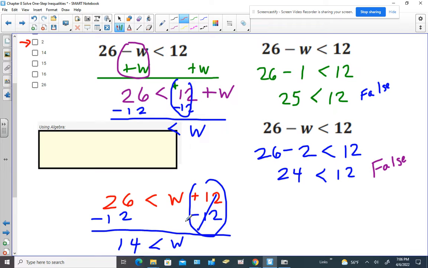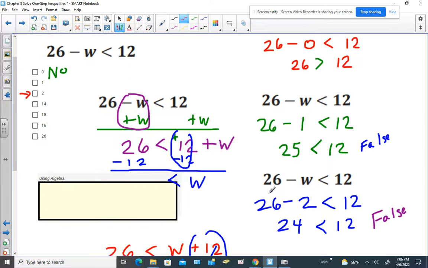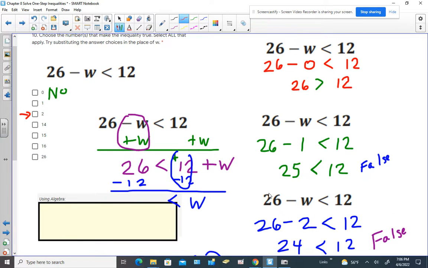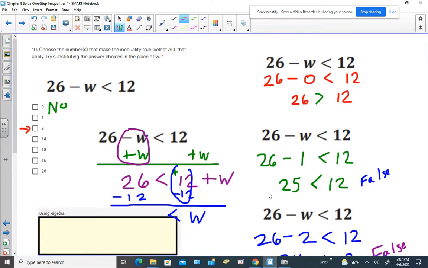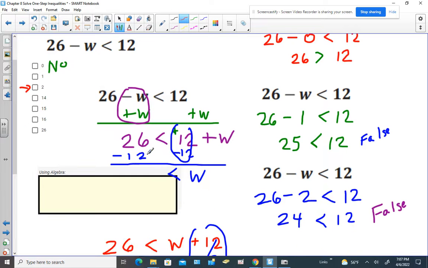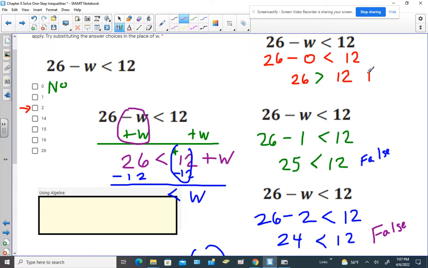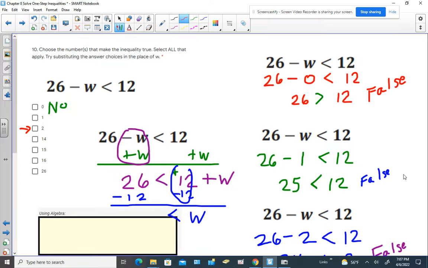Now, if this idea of using algebra is over your head, which it is for many sixth graders because we haven't looked at any algebra problems in class really like this, that's why knowing how to use substitution is going to be a good backup. All right, so again, if you don't understand how to do this, then just keep going with the other numbers and see which ones are true. And anything that's true, because this is an example of a false statement, anything that's a true statement, those are the ones that you want to pick. All right, good luck finishing this up.